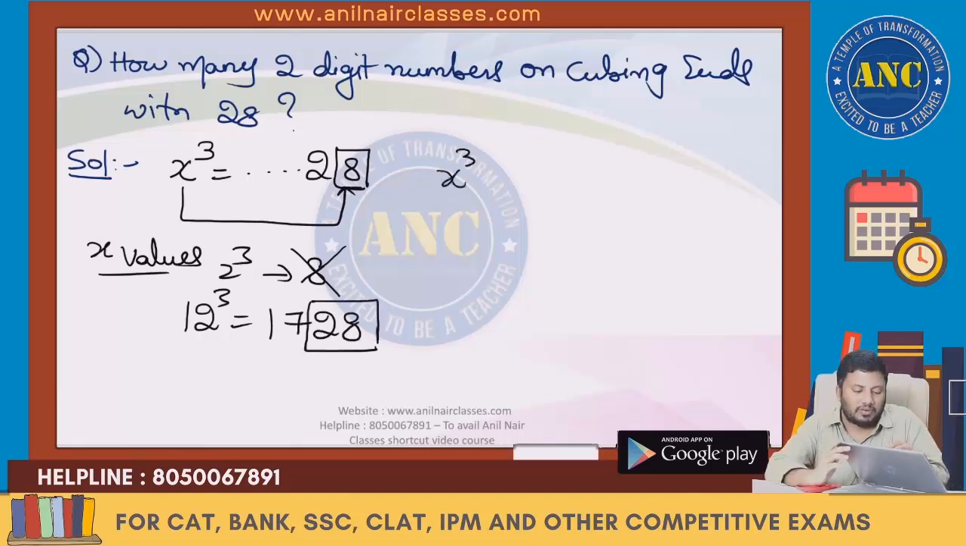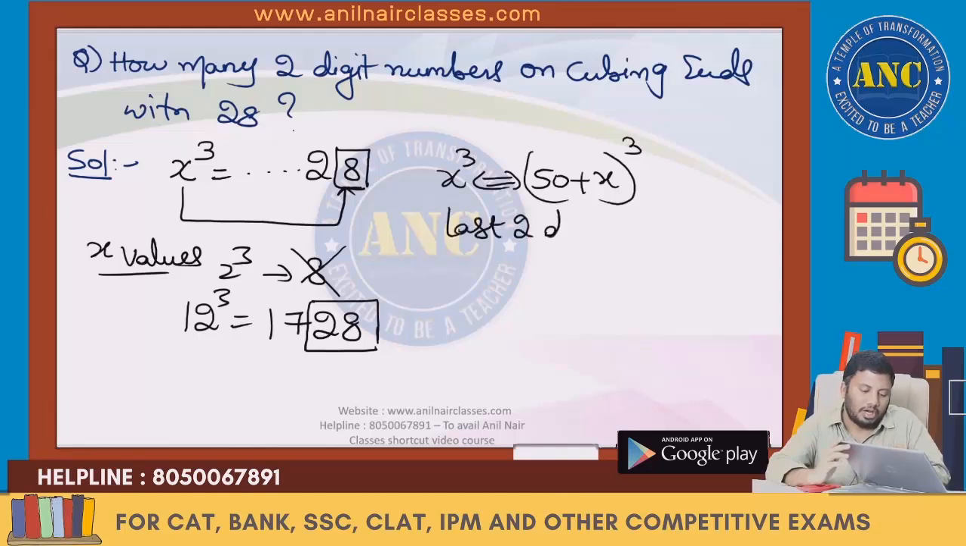What is the logic we discussed? x cubed and (50 + x) whole cubed will have the same last two digits only if x is even.